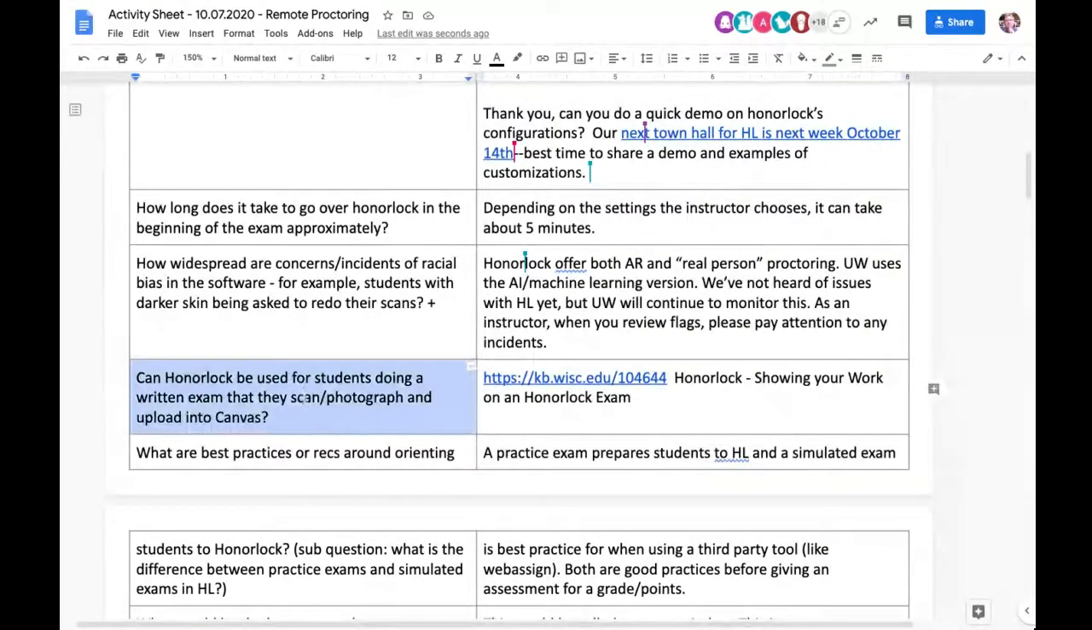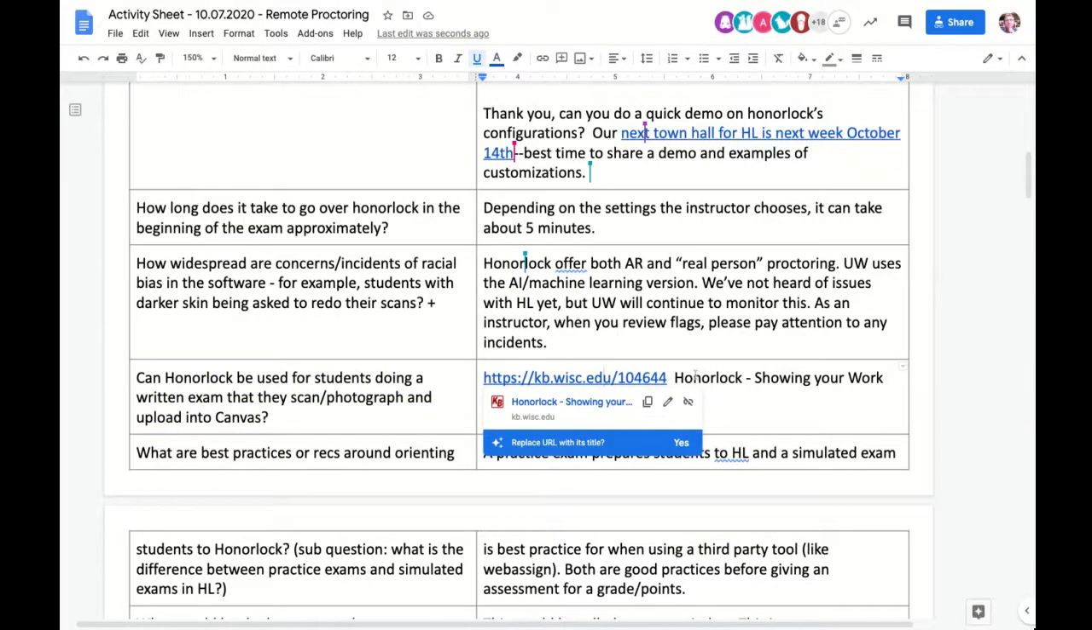All right. Can Honorlock be used for students doing a written exam that they scan and photograph and upload into Canvas? Oh, that's an interesting question. And it looks like we've got a document on it showing your work. So that's fantastic. And I think the short answer is, I'm going to quickly scan through that. Yeah, the short answer is yes, but it's difficult. So if you don't have to, not recommended.